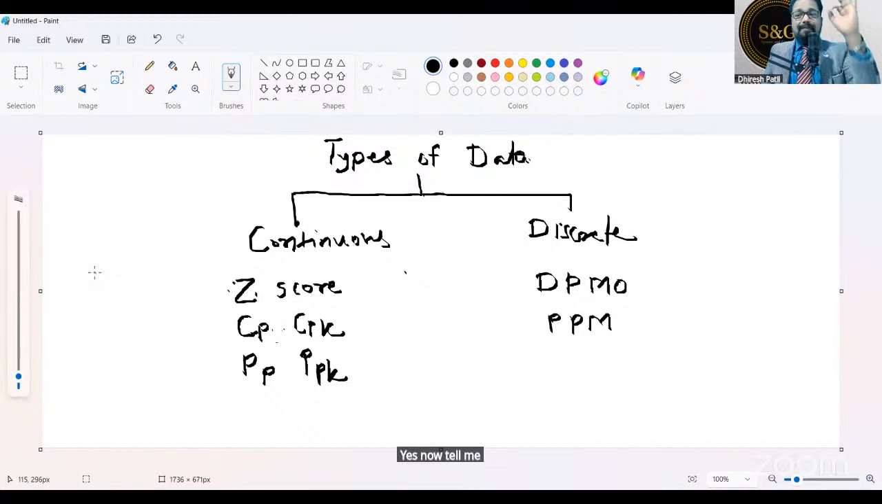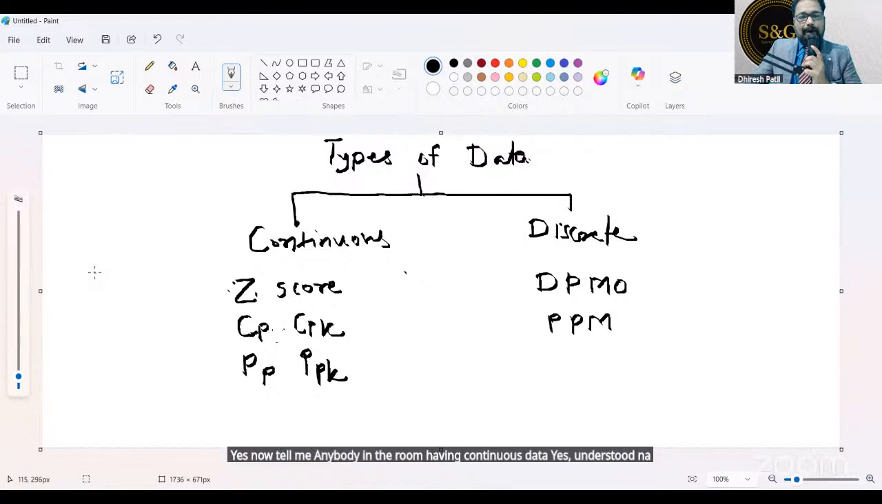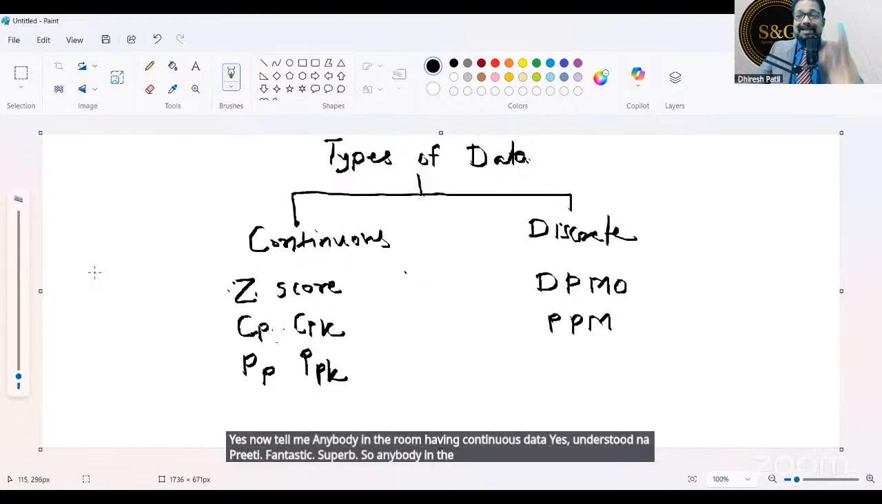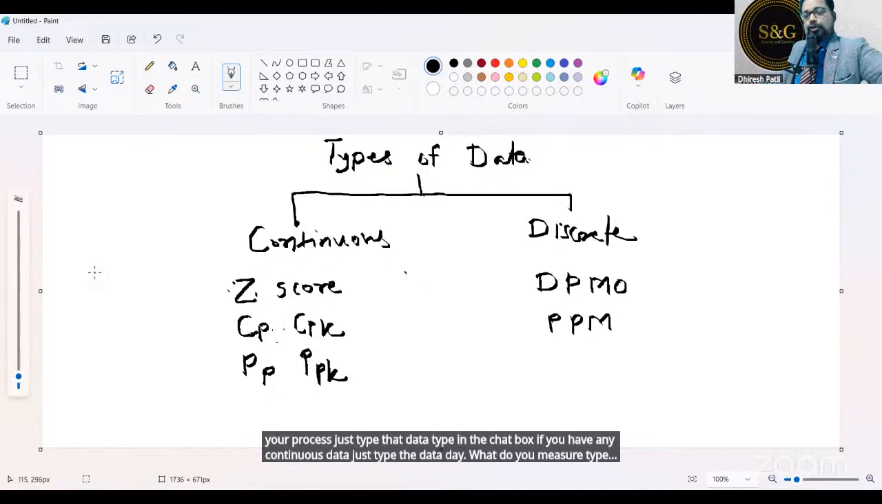Now tell me, anybody in the room having continuous data? Yes, understood, Preeti? Fantastic. Super. So anybody in the room having continuous data in your process, just type that data type in the chat box. If you have any continuous data, just type that data type. What do you measure? Type that in the chat box. Let me see.